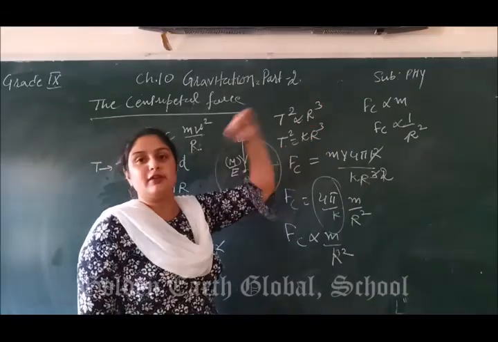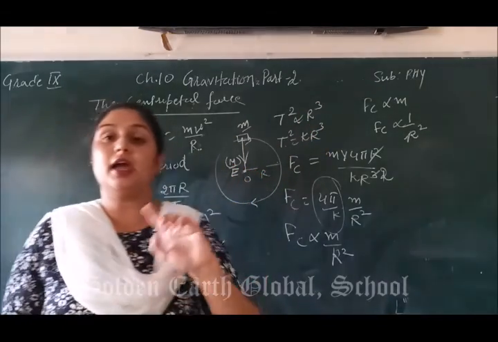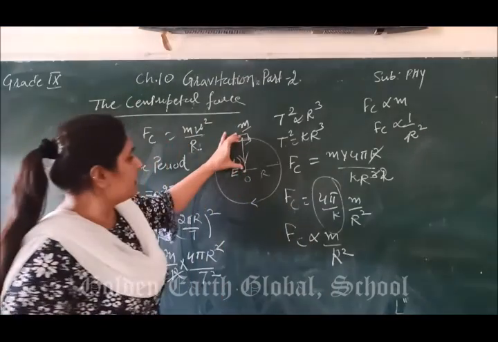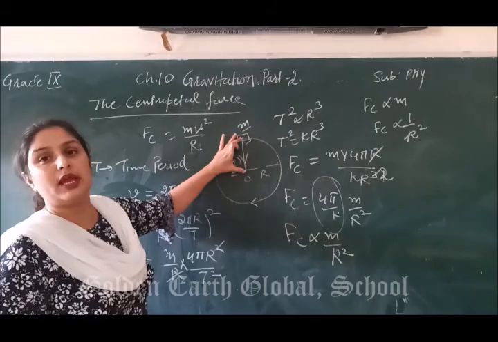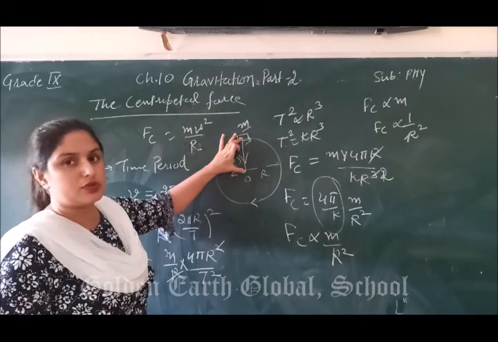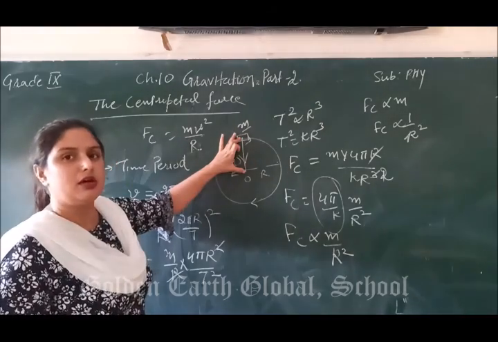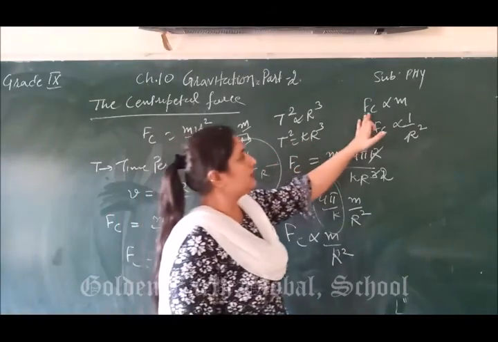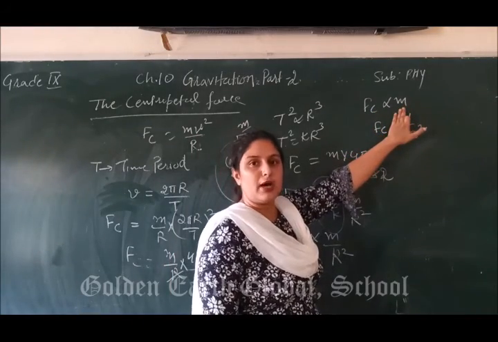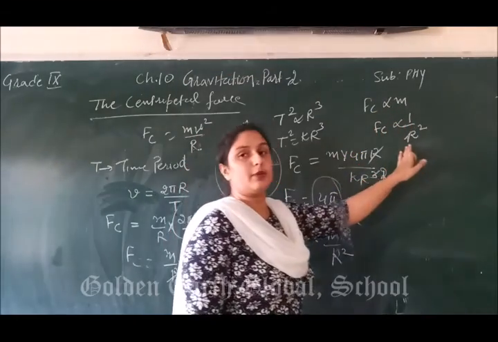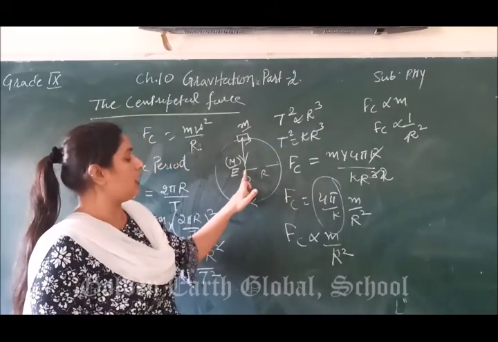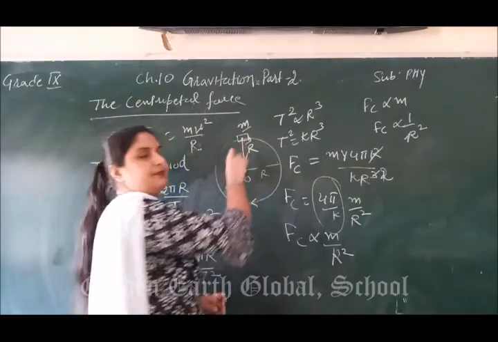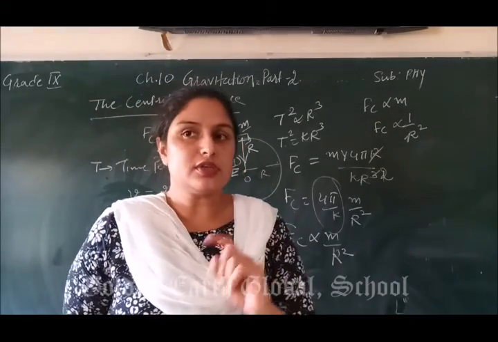Now this centripetal force is applied by the gravitational force, or you can say that it is the force between the moon and the earth. So the force acting on the moon is directly proportional to the mass of the moon and inversely proportional to the square of the distance between the moon and the earth. This was the statement of Newton's law of gravitation.